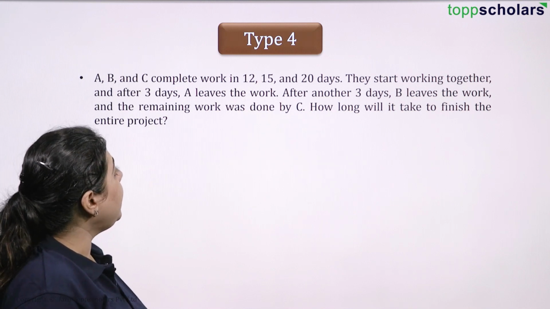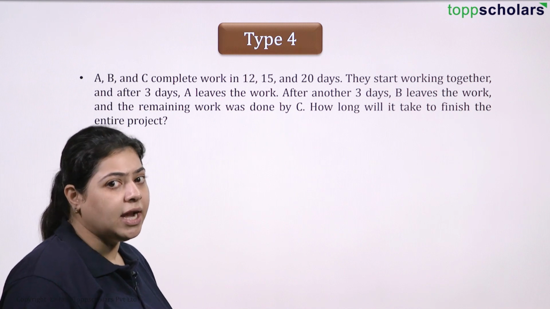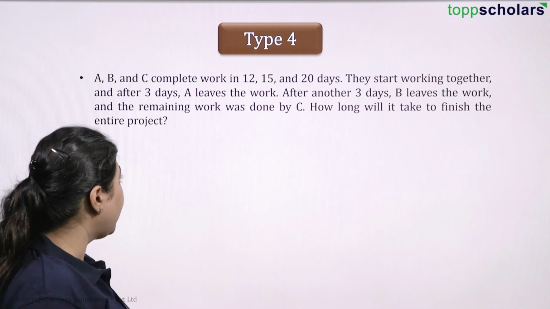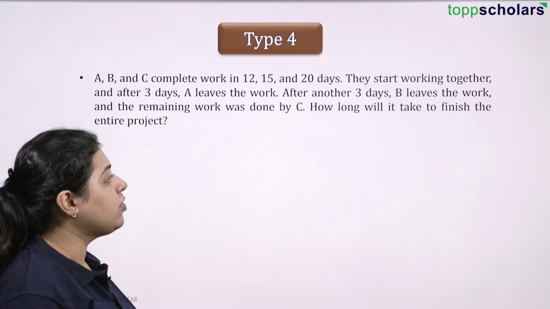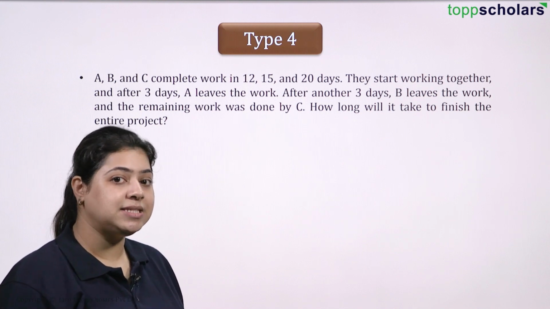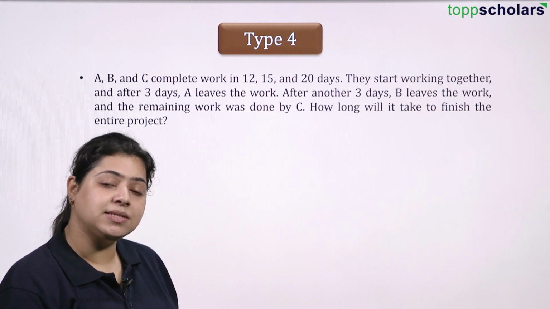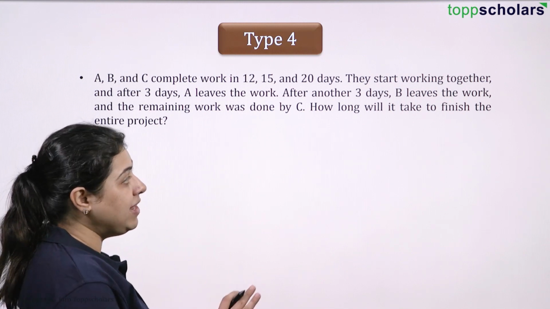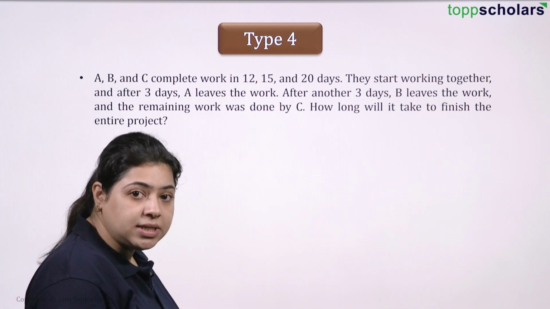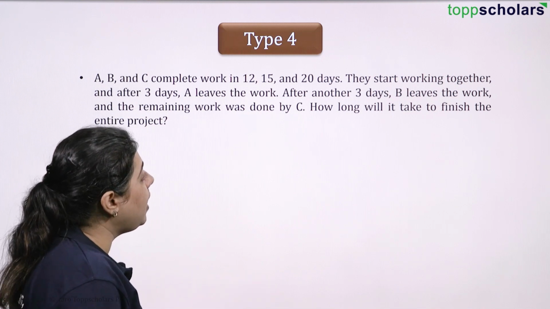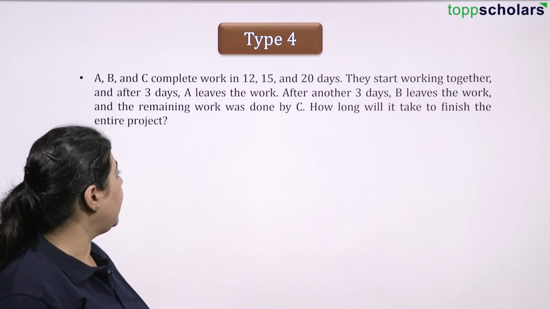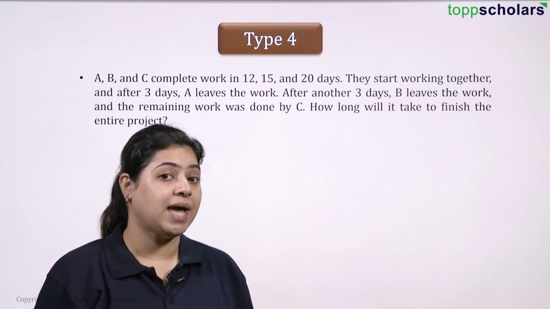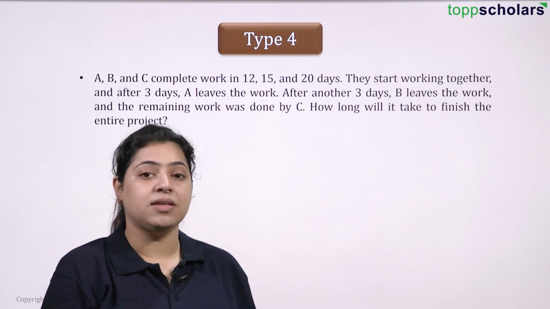It says A, B and C complete the work in 12, 15 and 20 days. This is a simple question till now. Further, what is given to us is that they start working together and after 3 days, A leaves the work. For 3 days, A, B and C are working. After 3 days, A is the one who is leaving. Now only B and C remain. Correct? Further, it says after another 3 days, B leaves the work and the remaining work is done by C. How long will it take to finish the entire project? Now what is the scenario? There are 3 people, A, B and C. After 3 days, A is leaving the work.